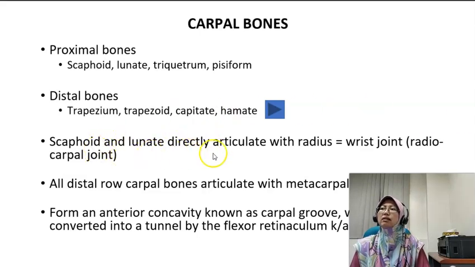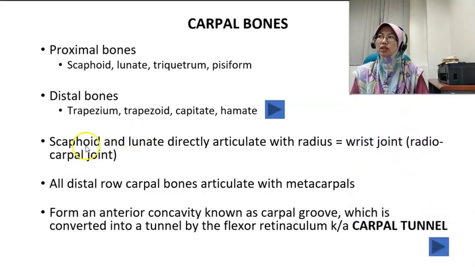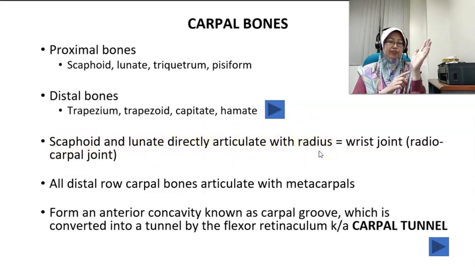Scaphoid and lunate directly articulate with the radius to form the wrist joint, ataupun nama lain, the radiocarpal joint. Why I said scaphoid and lunate directly articulate with radius? Because yang distal end of radius ni memang dia directly articulate dengan scaphoid and lunate. Yang triquetrum ni, dia tak directly articulate with the bone, sebab dekat distal end of ulna ada articular disc.